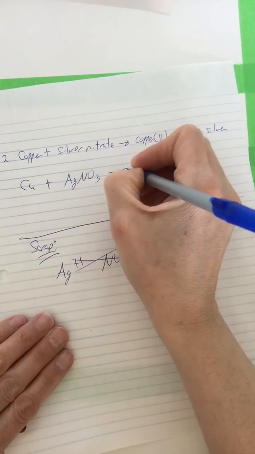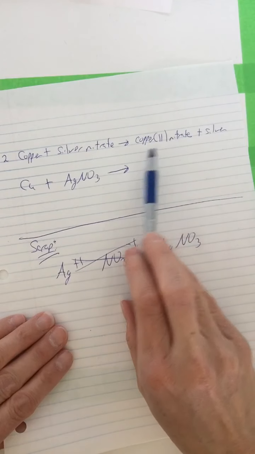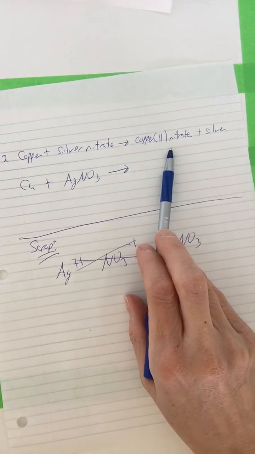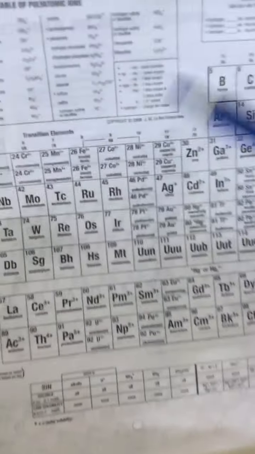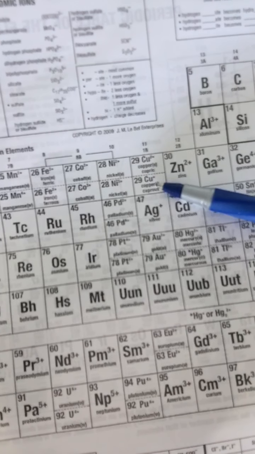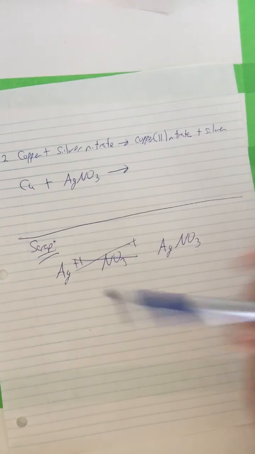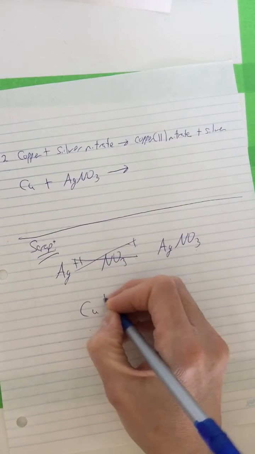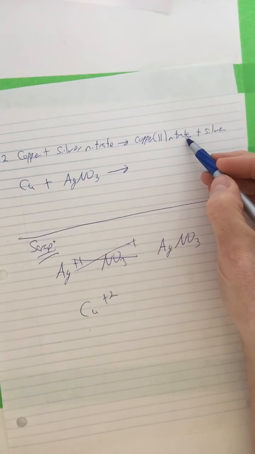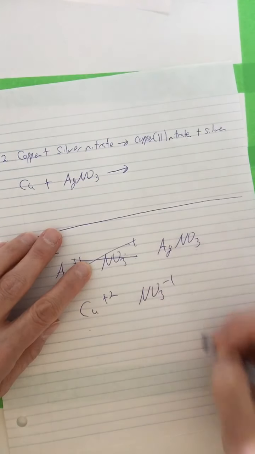AgNO3 yields. Now I have to look at copper 2 nitrate. Well, it told me it was copper 2. Here's copper. It has a +2 or a +1, so they used the top one. They told us copper 2. So I get to go copper 2 and nitrate. I already looked nitrate up. It's NO3 minus 1.